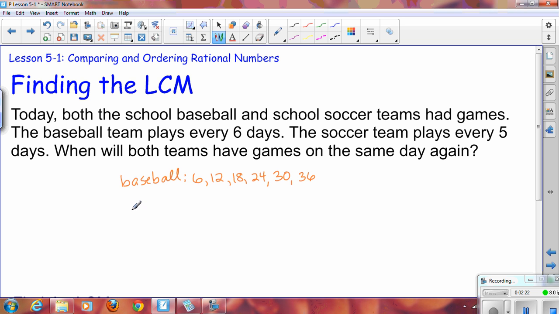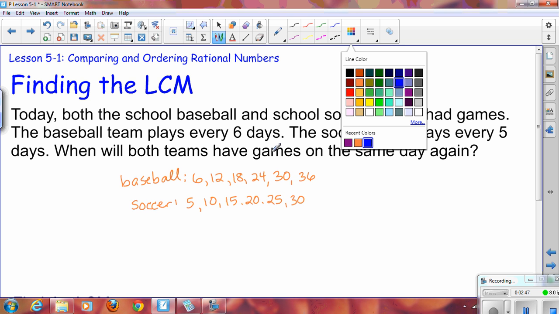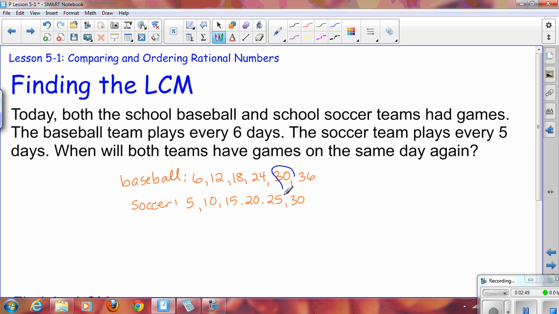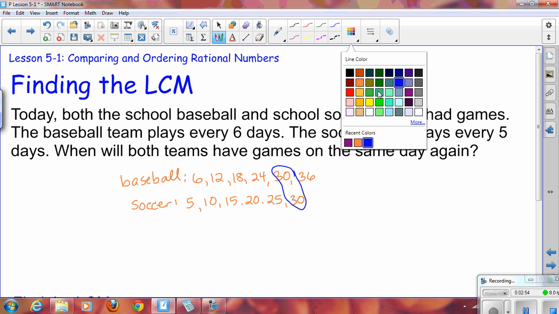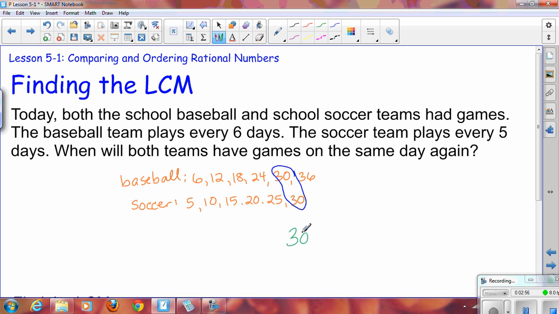And then the soccer team plays every 5 days. Okay? So they're going to play in 5 days, in 10 days, in 15 days, in 20 days, in 25 days, in 30 days. And there's the magic number. It matches up. 30 days matches up. So the next time they are both going to play again is in 30 days.